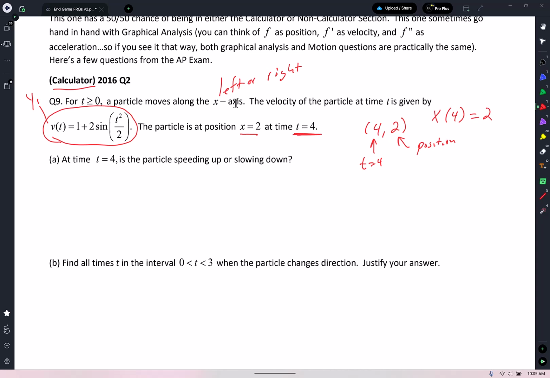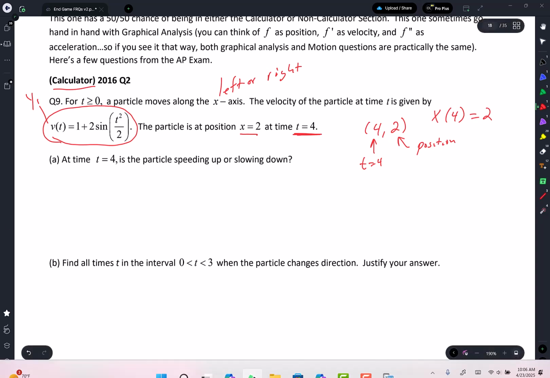Okay, so let's talk about speeding up. You're speeding up whenever the velocity and acceleration have the same sign, because the acceleration is in the same direction as velocity. Does that make sense, guys? So if velocity is positive and acceleration is positive, you're speeding up. If velocity is negative and acceleration is negative, you're speeding up. If velocity is negative but acceleration is positive, the acceleration is in the opposite direction of velocity, so you're slowing down. Does that make sense? Okay, so here we go, guys.